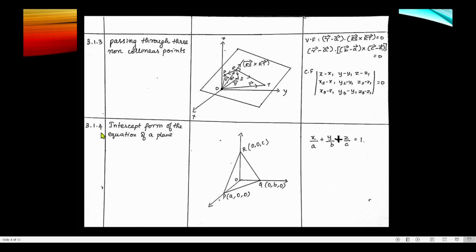Next form of equation is intercept form of the equation of a plane. So I have represented the diagram here. x by a plus y by b plus z by c is equal to 1.